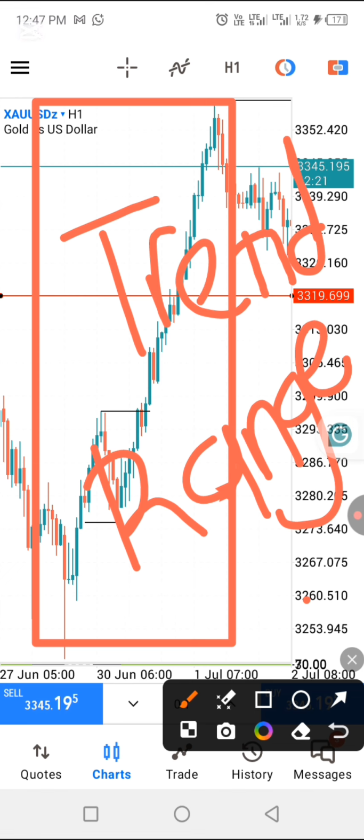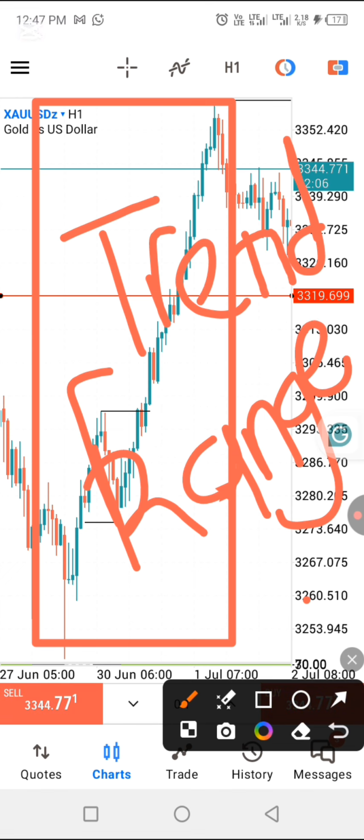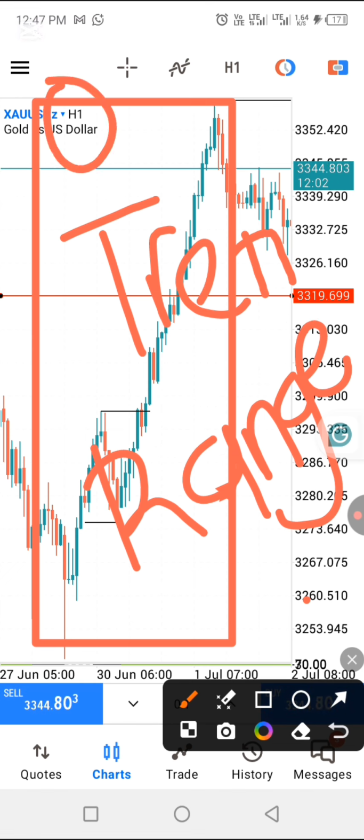You may be a day trader, you may be a swing trader, but you're still going to apply this concept. I also want you to know that the market is fractal. What do I mean by the market is fractal? The market can be doing almost the same thing on the higher time frame and on the lower time frame, like 15 minutes.